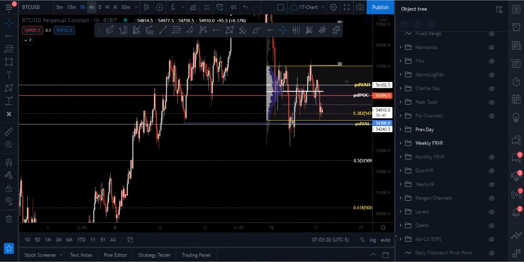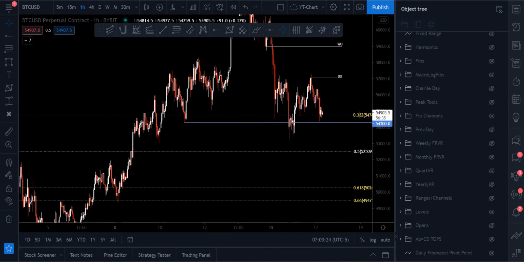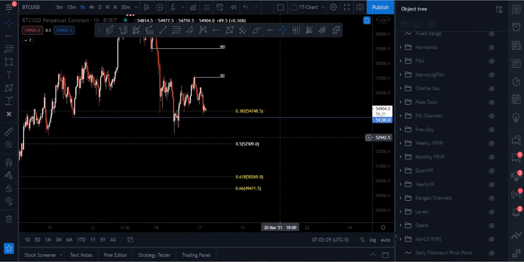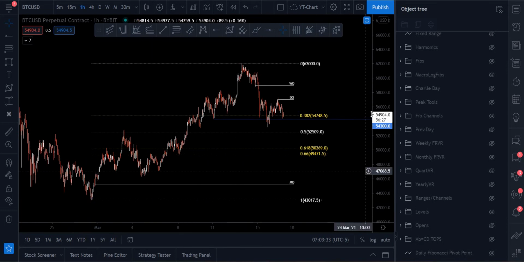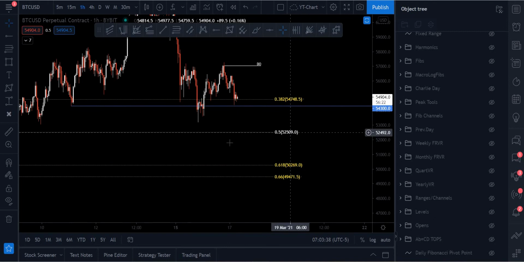So I'm going to get rid of this weekly level and this previous day data because now we're going to look at some high time frame ranges, some stuff that really actually matters in the scheme of things. So we have our macro Fibonacci levels from the old range low here to our high of this move, right? You can see we're trying to hang on to the 382 with the 50% coming in here.